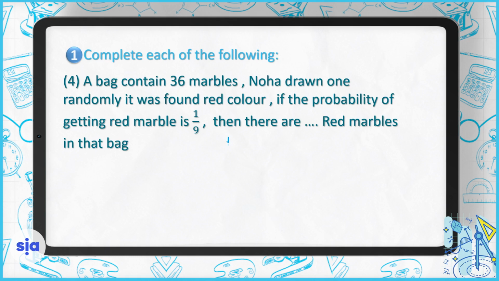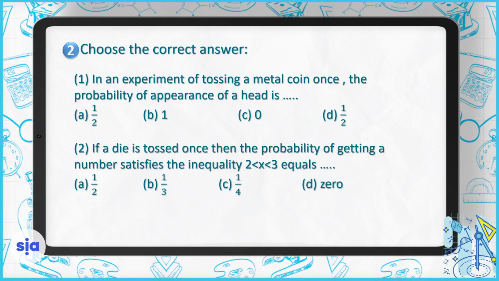As we know, if we have the probability and we want to find the number, we multiply the probability by the total. So in this problem, we're going to multiply 1/9 multiplied by 36 to get the number of the red marbles. As we just explained, it will be 1/9 multiplied by 36. So there are 4 red marbles in that bag.